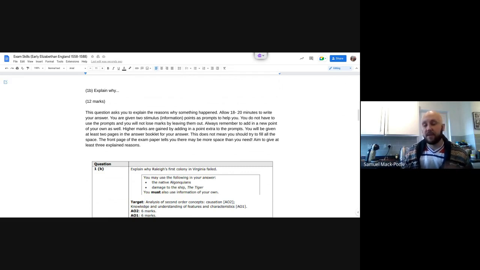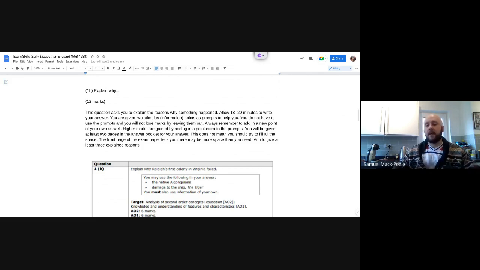Now you're going to be given 2 stimulus points. These stimulus points are prompts, so you don't have to write about them. It says you may, but it's there to help your memory. So I would generally use them, to be honest, unless you don't have a clue. If you don't know anything about this answer, you don't know what those points are, and you do know other things, that's when you wouldn't use them. But as a rule of thumb, it's preferable that you do use these stimulus points. So in this case, the native Algonquins, the damage to the ship, the Tiger. Always remember to add in a new point of your own as well.